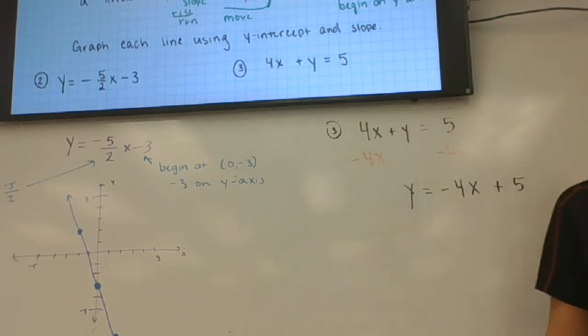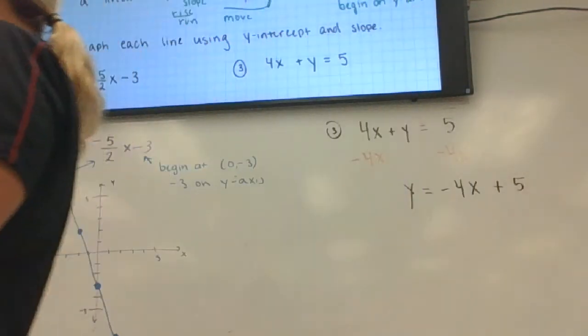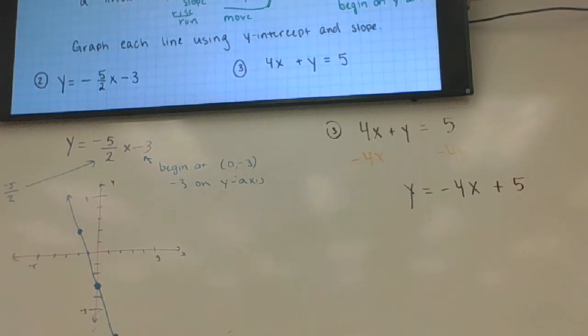So now graph, I'll wait for you. Graph it. Looking for 2 graphs on this paper. I'm seeing them. I'm seeing the graphs.